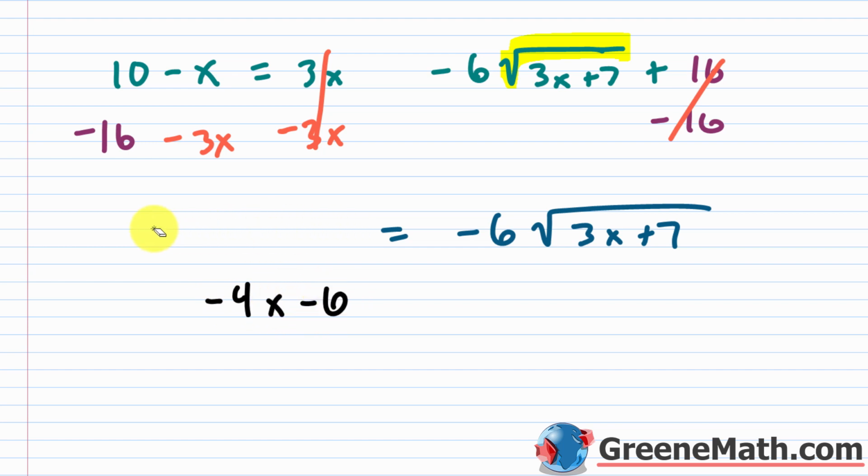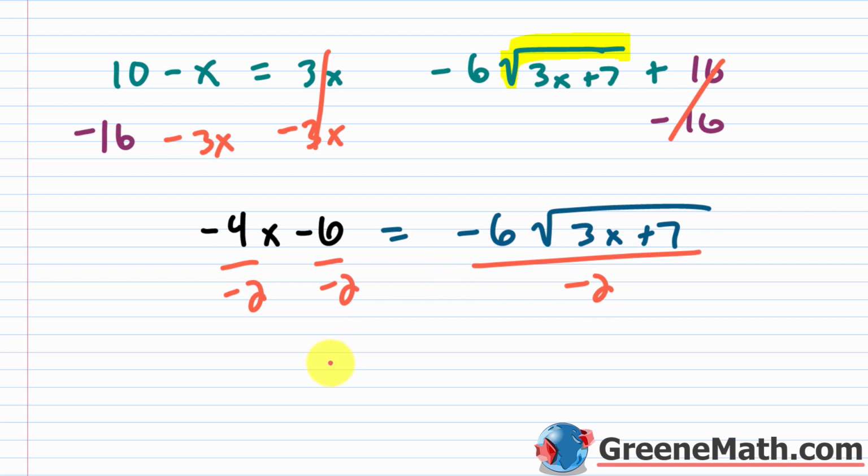Let me move this out of here and basically drag this up. So what I would do is actually just divide everything by negative 2 and see where that gets me. Negative 4 divided by negative 2 is going to be 2, so this would be 2x. Negative over negative is positive, 6 divided by 2 is 3. And this equals negative over negative is positive, 6 divided by 2 is 3. So this is 3 times the square root of 3x plus 7.